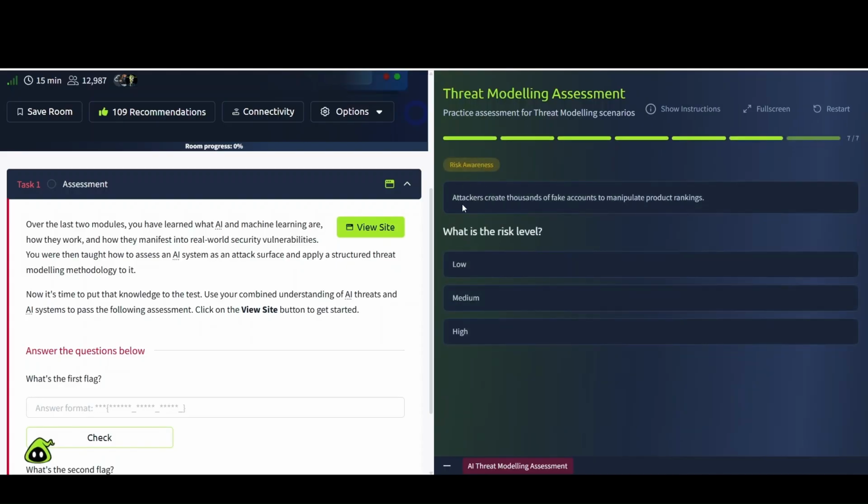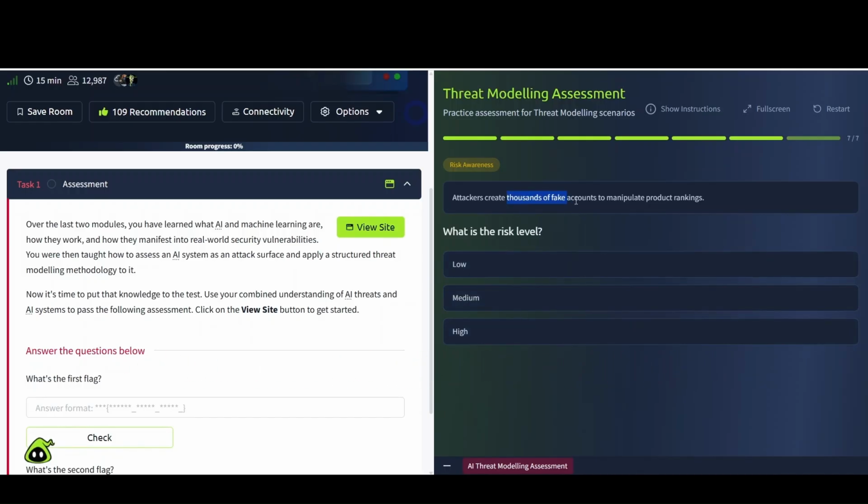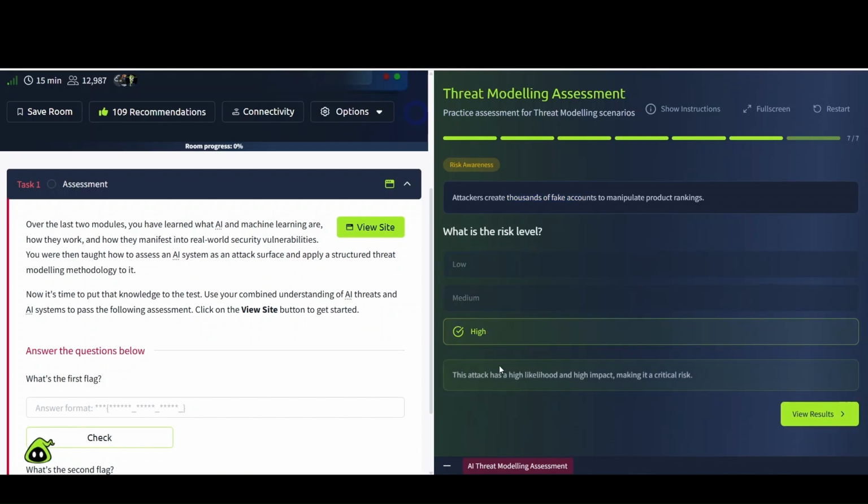All right, risk awareness. Attackers create thousands of fake accounts to manipulate product rankings. What is the risk level here? Thousands of accounts to manipulate product rankings. Okay, so I would think this would be a medium or high. That seems like a large amount of accounts, right? So let's see. I'm gonna go with high. The attack has a high likelihood and high impact, making it a critical risk.